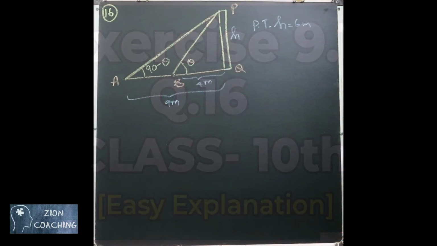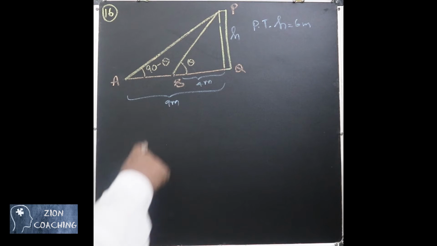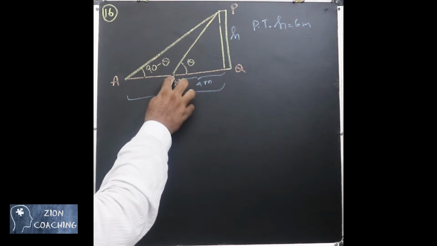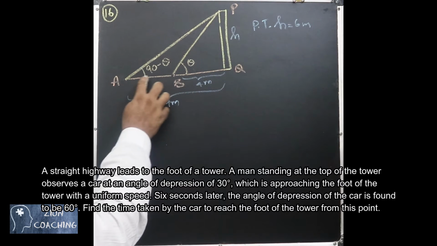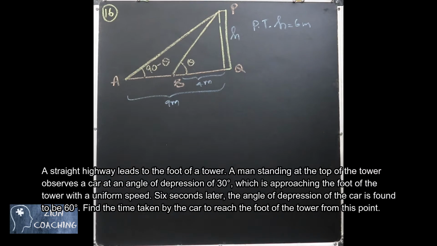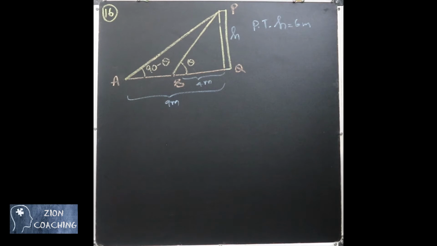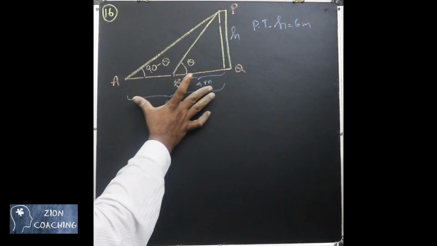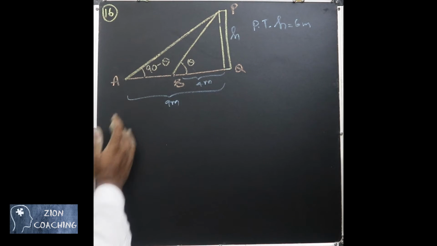Question number 16. They have given the angle of elevation of the top of a tower from 2 points. One is at a distance of 4 meter and another one is at a distance of 9 meter from the base of the tower in the same straight line. One is at a distance of 4 meter and the other is at a distance of 9 meter.